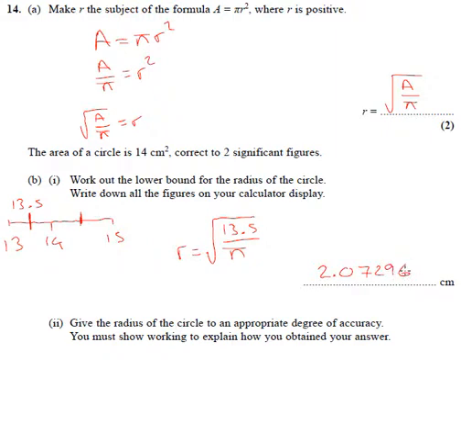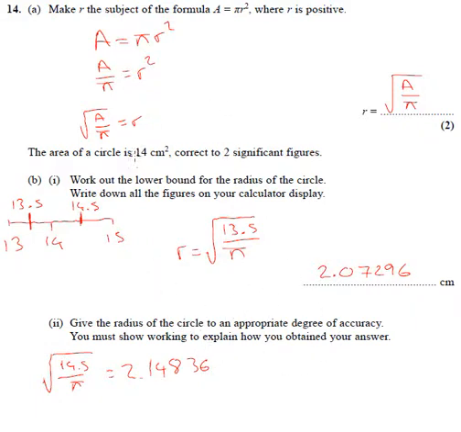It then says give your answer for the radius of the circle to an appropriate degree of accuracy. So what we're going to do is look at an upper bound for the circle as well. Using your upper bound, which is 14.5, we get the square root of 14.5 divided by pi, and that gives you your answer of 2.14836.